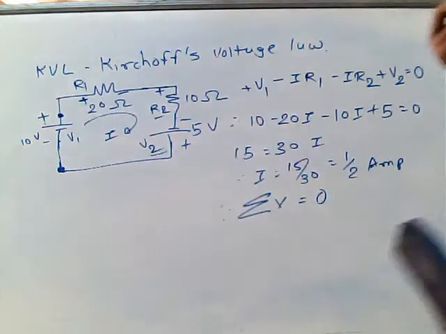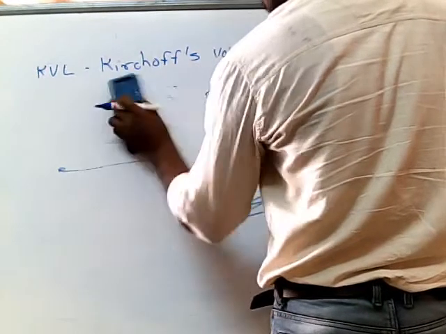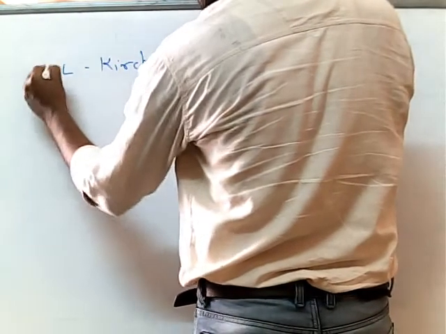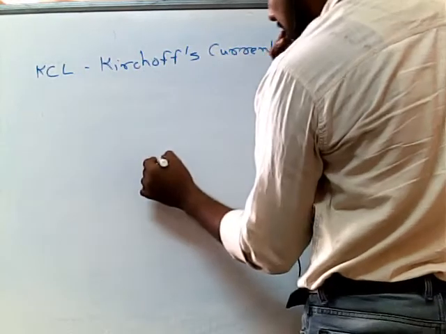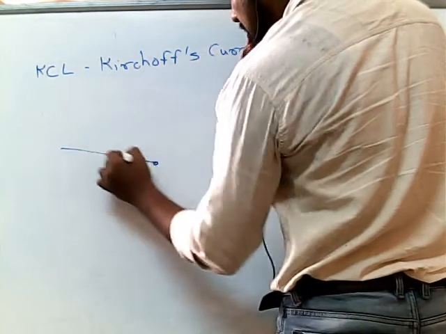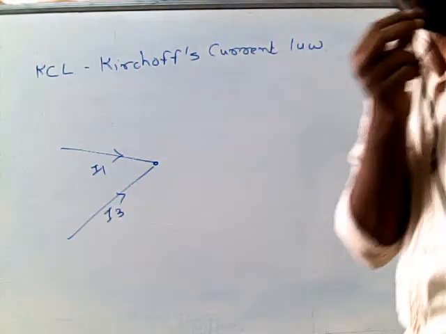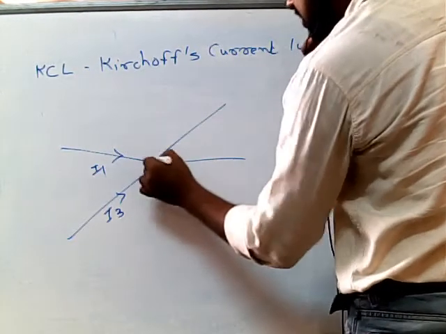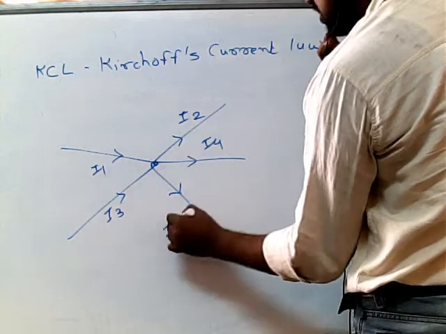Now we'll see the KCL. KCL is nothing but Kirchhoff's current law, and what it suggests is that on any node the incoming current will be equal to the outgoing current. Say some node is there, and say these two currents are coming into this particular node, and these are the different currents that are going out of this node. Let's say this is I2, this is I4, and this is I5.